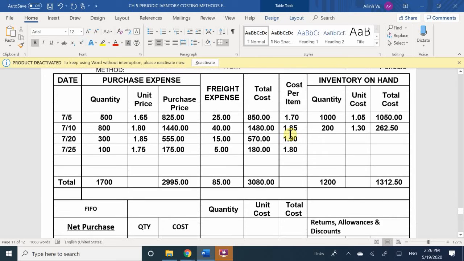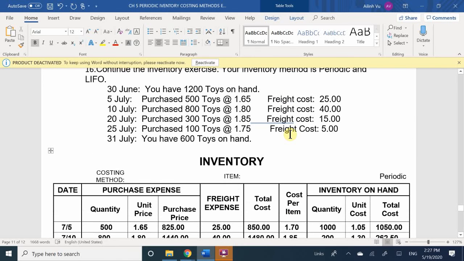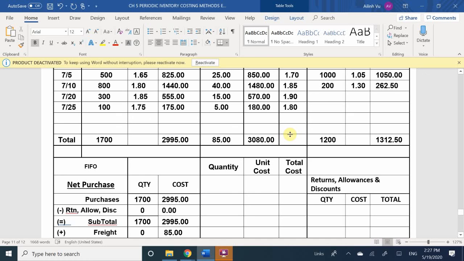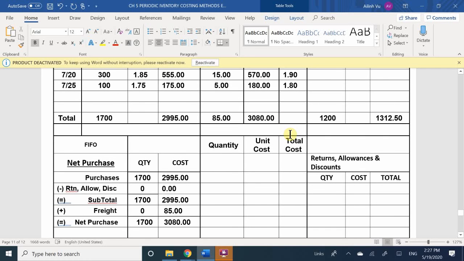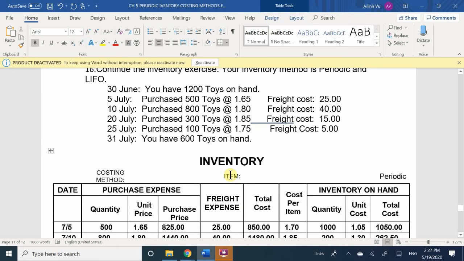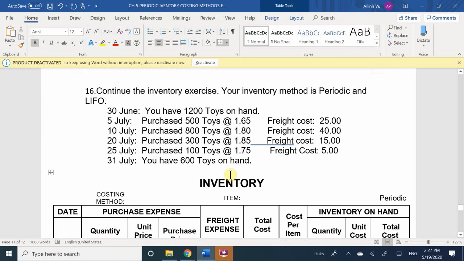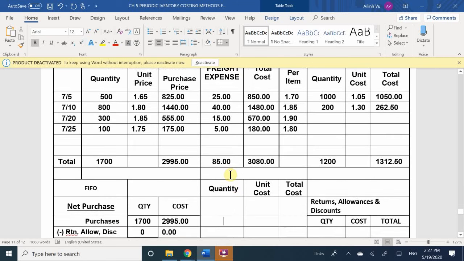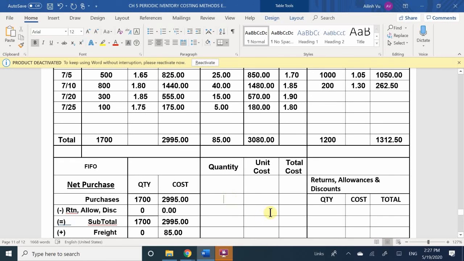Now, again, let's look at exactly how much inventory we sold. You can't do a quick shortcut. I'm just going to do it the long way so you can see everything, okay? So, what costing method are we dealing with? Last in, first out. All right, so let's start calculating. What was the last batch that we just bought? 100 toys. Total cost was 180.